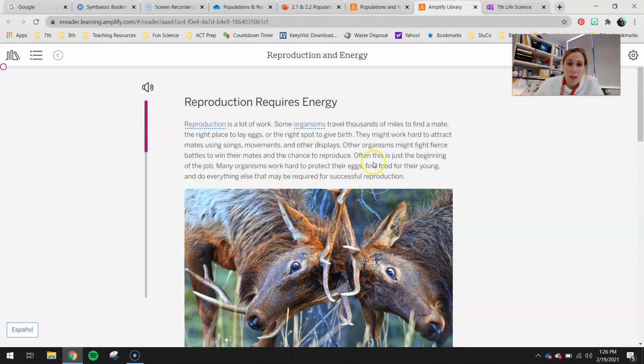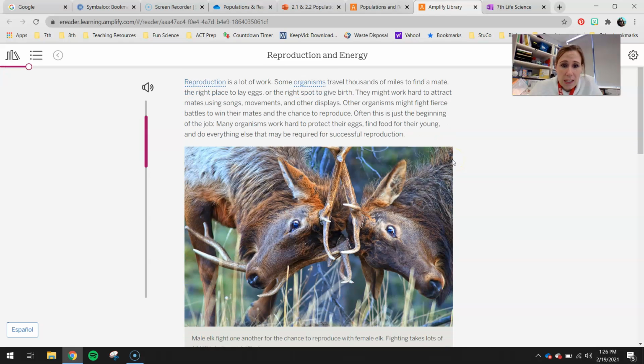Reproduction is a lot of work. Some organisms travel thousands of miles to find a mate, the right place to lay eggs, or the right spot to give birth. They might work hard to attract mates using songs, movements, and other displays. Other organisms might fight fierce battles to win their mates and the chance to reproduce. Often, this is just the beginning of the job. Many organisms work hard to protect their eggs, find food for their young, and do everything else that may be required for successful reproduction.